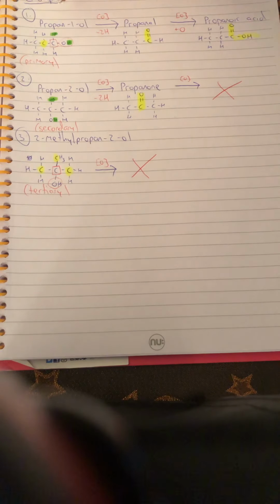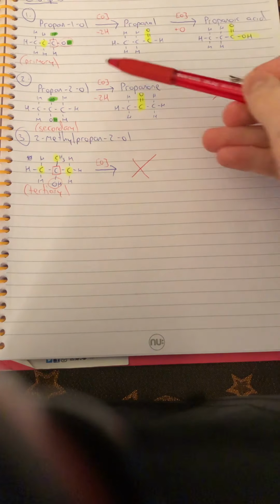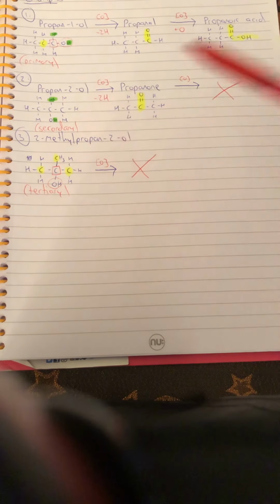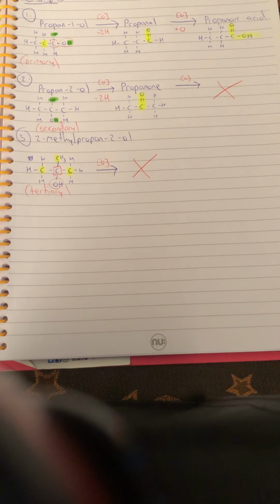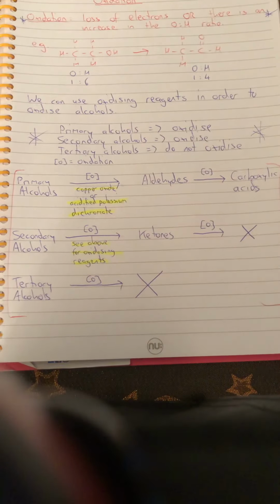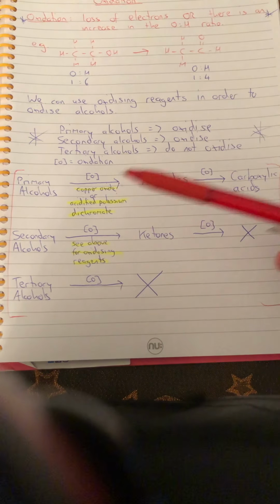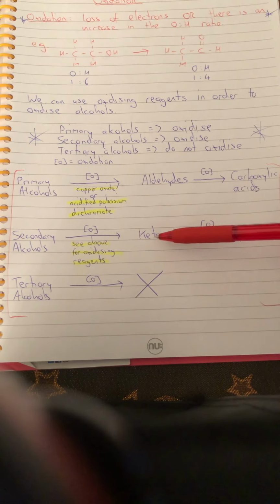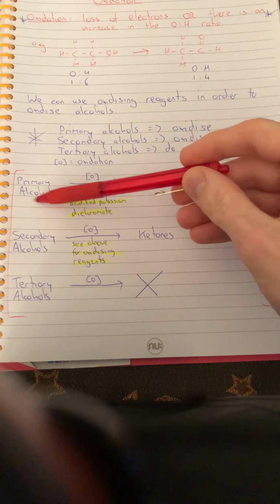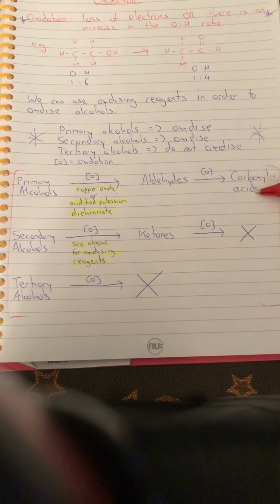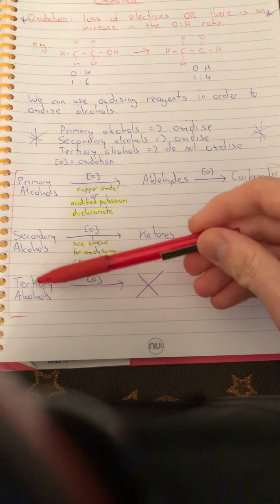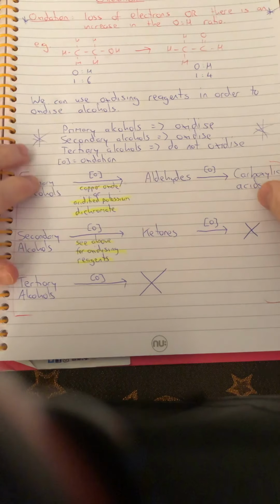So you need to know, the SQA aren't just going to make it easy for you. They'll give you an alcohol, and they'll say, what does this alcohol oxidize into? So the first thing you need to do is identify the type of alcohol. Once you've done that, you need to have this memorized. So if it's a secondary alcohol, it oxidizes into a ketone. If it's a primary, it oxidizes into an aldehyde, which can then be oxidized further into a carboxylic acid. If it's a tertiary alcohol, nothing.